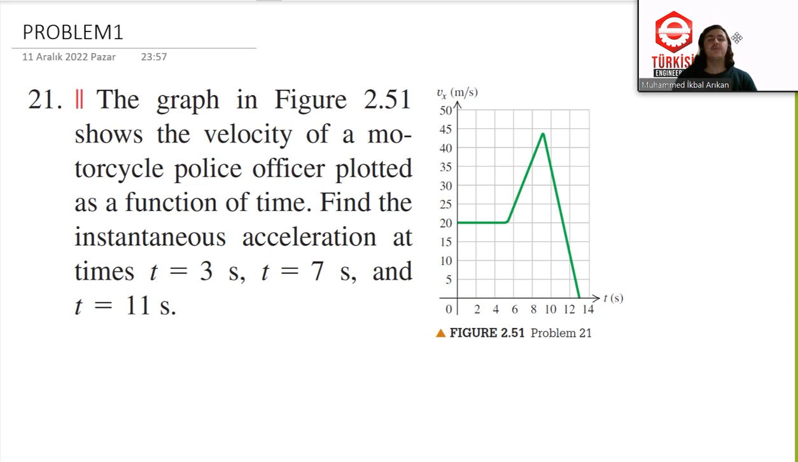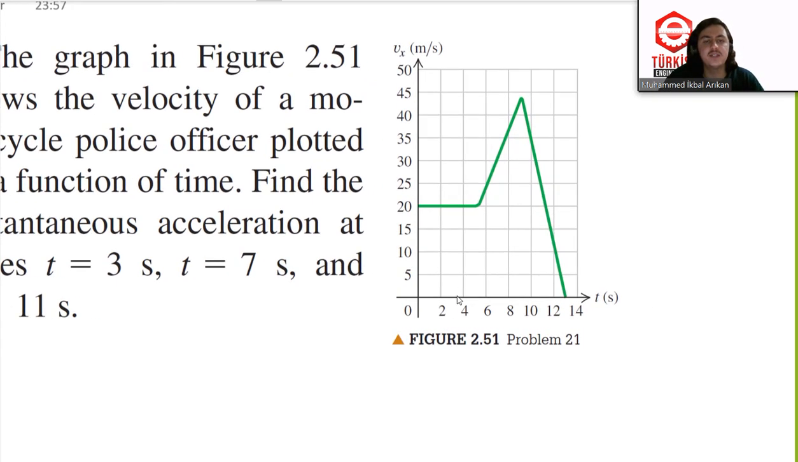Okay, so in this problem, we have a graph. The graph shows the velocity of a motorcycle police officer plotted as a function of time. It's asking for the instantaneous acceleration at times when time equals 3 seconds, 7 seconds, and 11 seconds. So actually it is asking what is my acceleration when time is equal to 3. So I'm at this point, what is my acceleration? How can I calculate it?